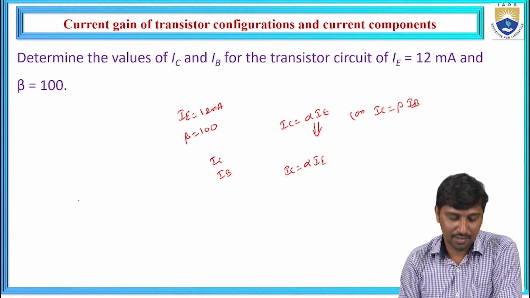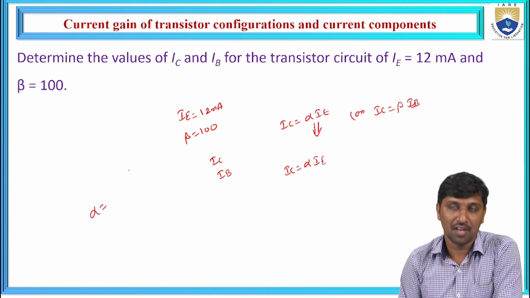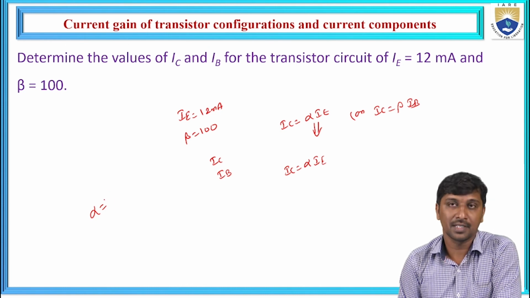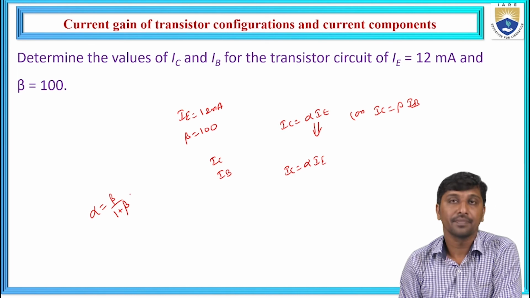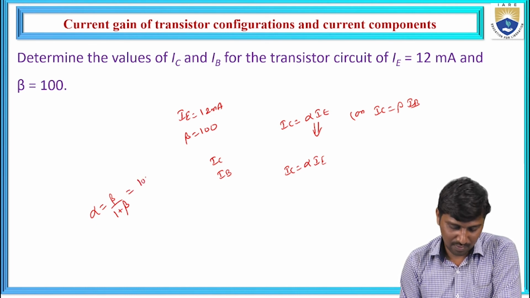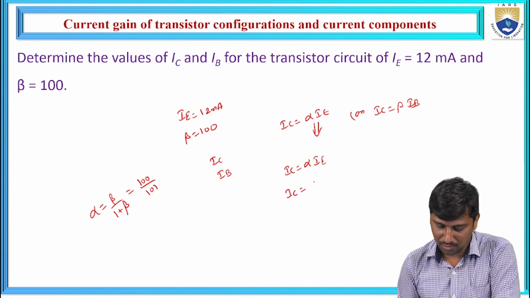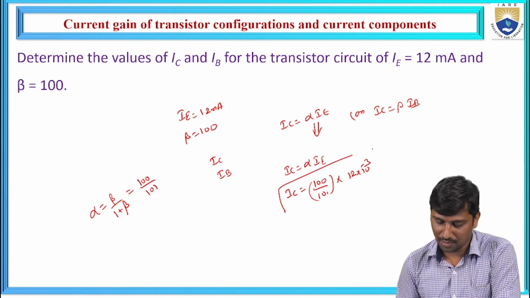But first we need to define this alpha. We have the beta, so alpha should be represented in terms of beta, that is beta by 1 plus beta. So 100 by 1 plus 100, means 101. Then IC is equal to 100 by 101 into the IE value of 12 milliamperes. Then you can observe this IC value.